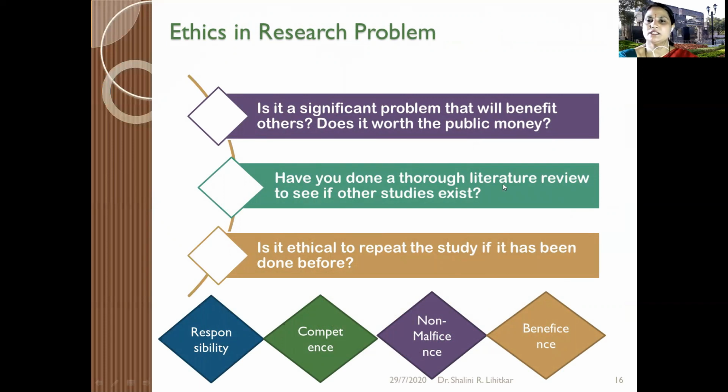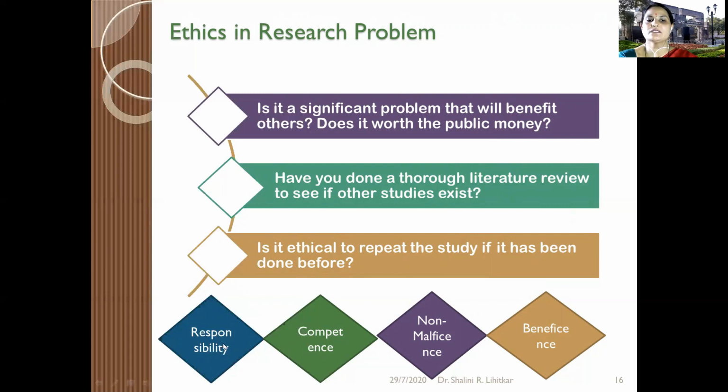Then, have you done a thorough literature review to see if other studies exist? If so, we should not take that problem, unless you are approaching it from another point of view. The first ethical step is that you have to do the literature survey before choosing your research problem. Then, is it ethical to repeat a study if it has been done before? So you have to answer these three questions yourself and then choose your research problem.